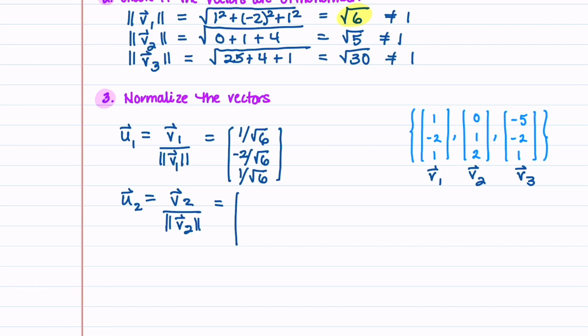Looking up above, the magnitude of V2 is the square root of 5. So our vector is 0, 1 divided by root 5, and then 2 divided by root 5.